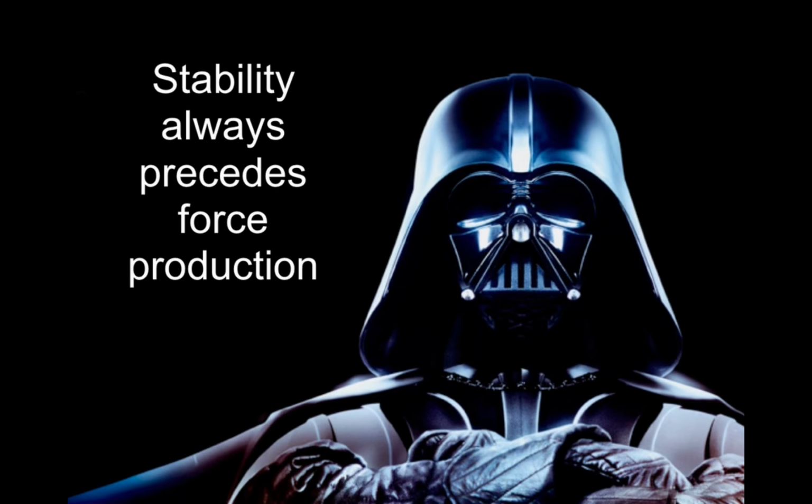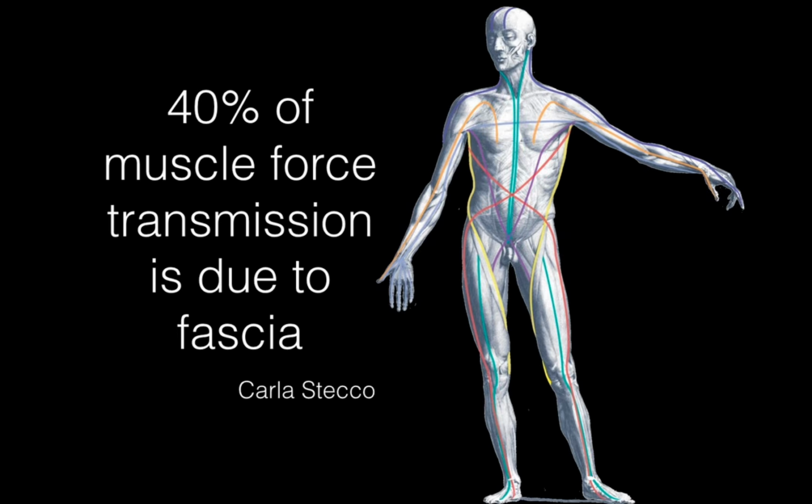All right? So stability always precedes force production, and that's from Paul Chek, one of my favorite people to follow. So in order for you to generate power, you have to have stability, correct? But if you have too much stability, you also can't generate a lot of power. So you need to have this balance. And Paul Chek even says, if you try shooting a cannon out of a canoe, if you're not stable with a stable base, you're not going to generate that power, that potential strength that is always there.